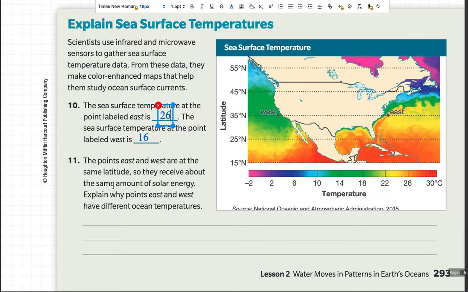The points east and west are about the same latitude, meaning they're about the same. See, they're both 35 degrees north, so they're both the same distance from the equator. So they receive about the same amount of solar energy. Explain why the points east and west have different ocean temperatures. So why do they have different ocean temperatures?